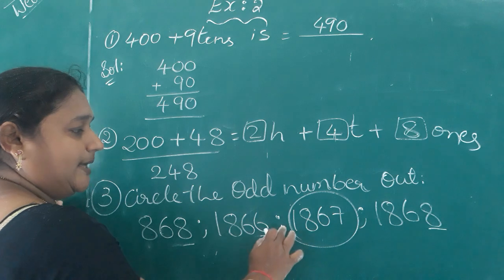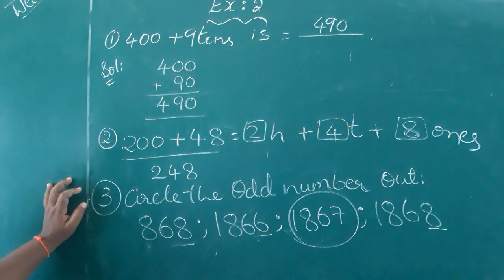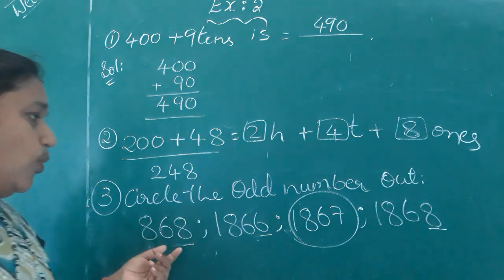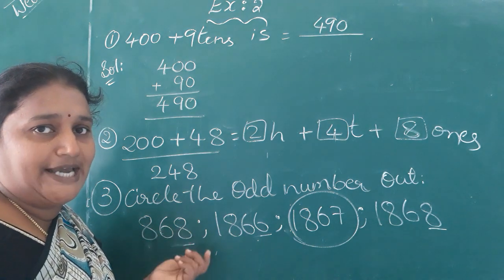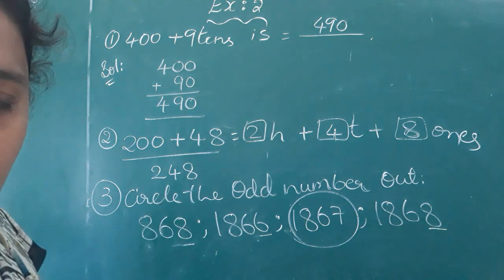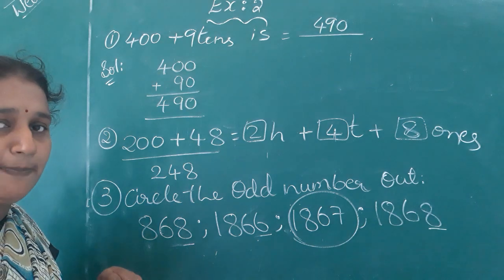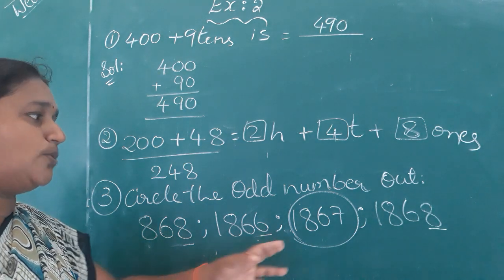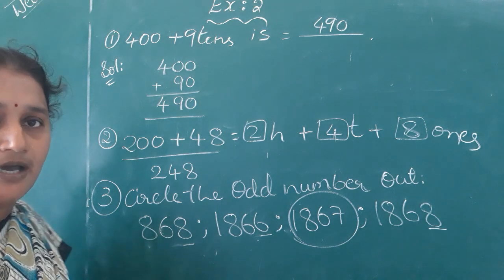What is an even number? Children, what is an even number? The number which can make equal number of pairs, or else a number which has 0, 2, 6, 4, 8 at one's place. Those are all even numbers. The numbers which have 1, 3, 5, 7 at one's place, those are odd numbers. So basing on that, this is the odd number given in this list. Okay, ma?